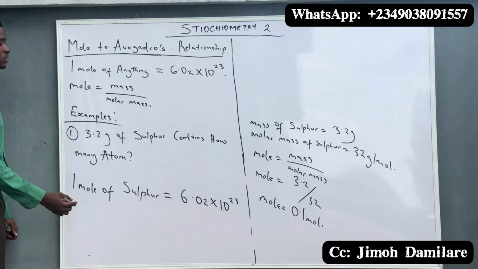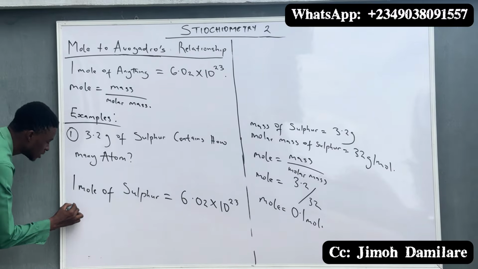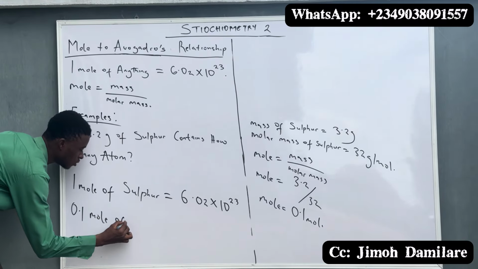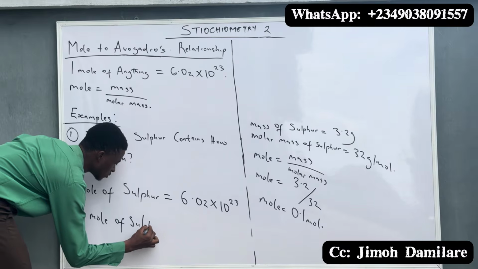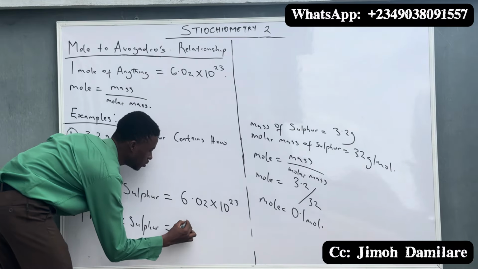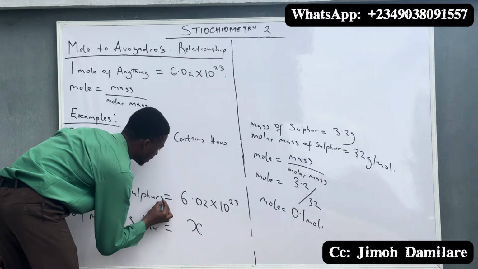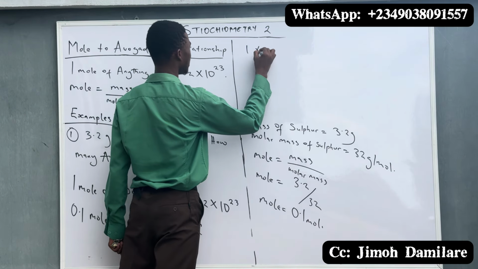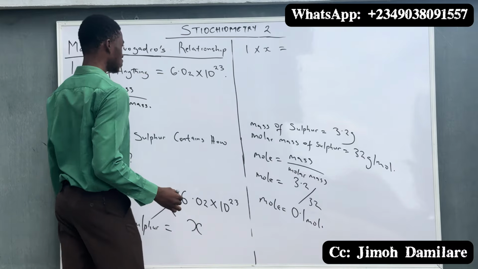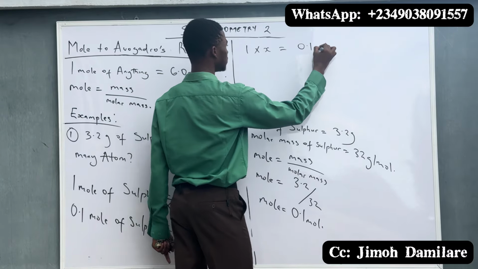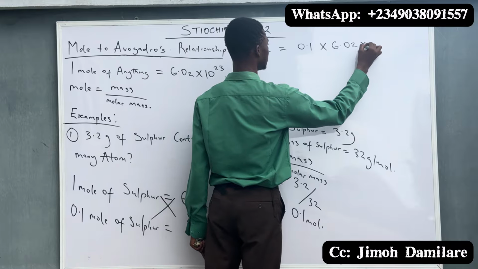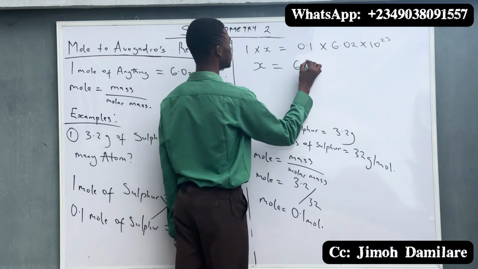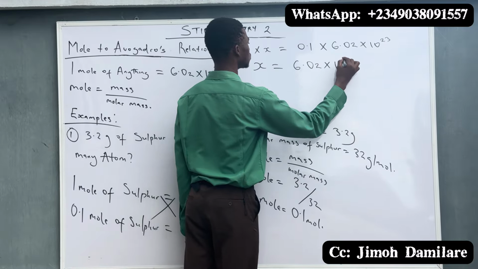Now that we have gotten 0.1, we cannot put that 0.1 here. So we cannot say 0.1 mole of sulfur will be equal to, so we don't know the atom, which is unknown. So we can then cross multiply. And when we cross multiply, we have 1 multiplied by x to be equal to 0.1 multiplied by 6.02 times 10 raised to the power 23. So our x will be given as 6.02 times 10 raised to the power 22.